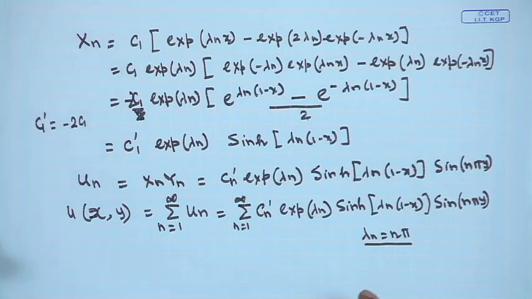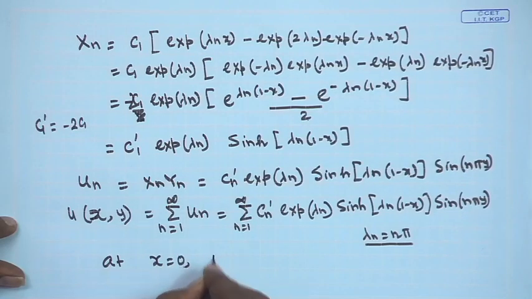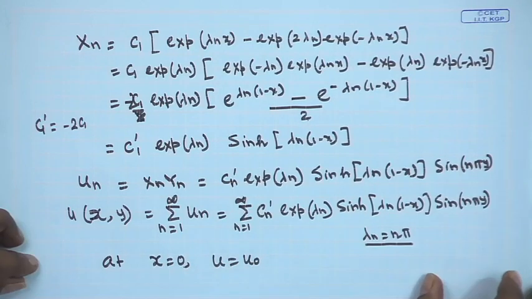Now, we have the complete solution in front of us, except the evaluation of the constant C n prime. C n prime will now be evaluated from the unused non-homogeneous boundary condition, that is, at x equal to 0, u is equal to u naught. So, we utilize the condition at x equal to 0, u is equal to u naught.